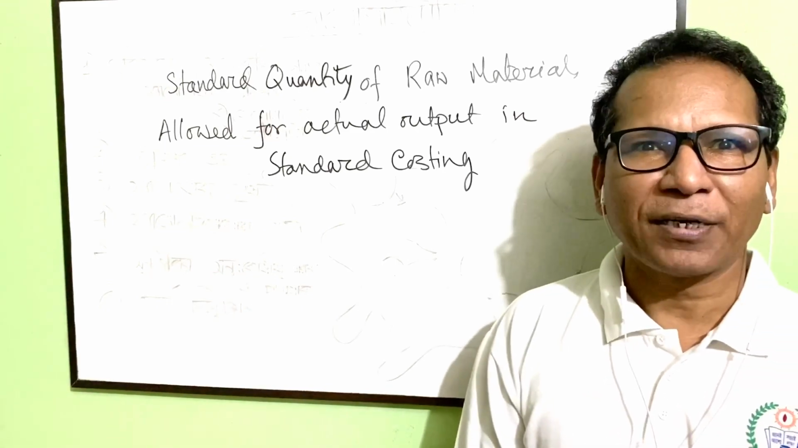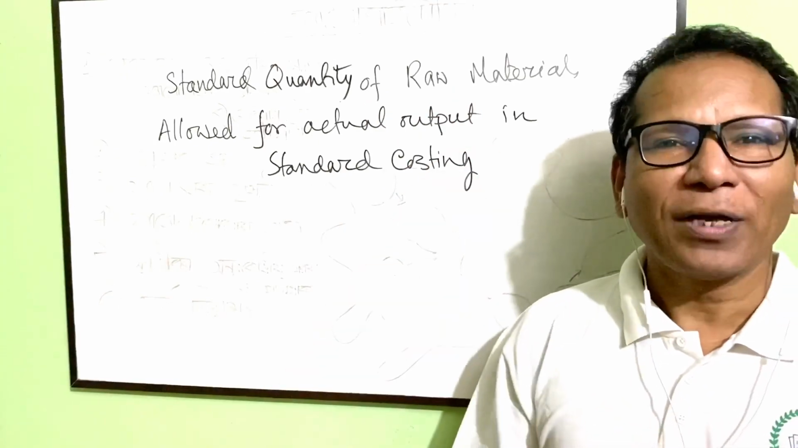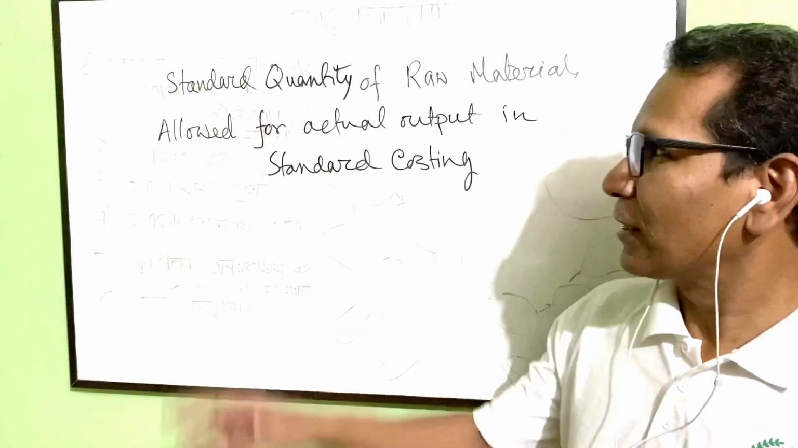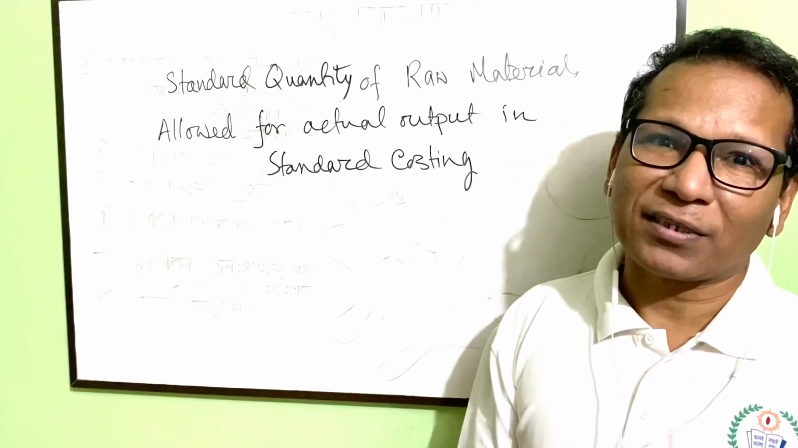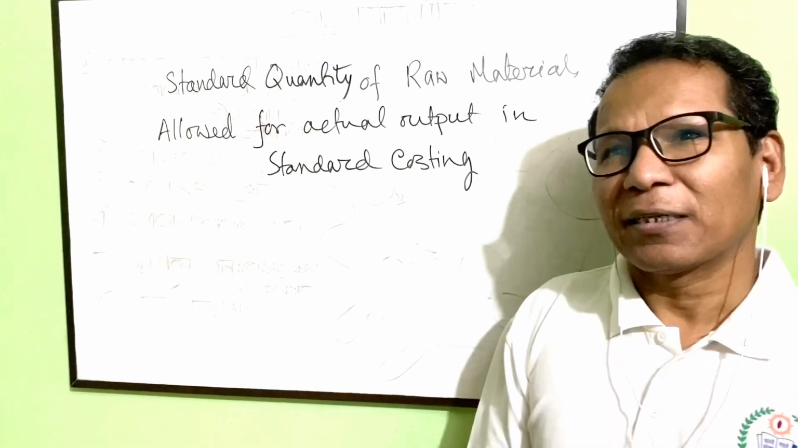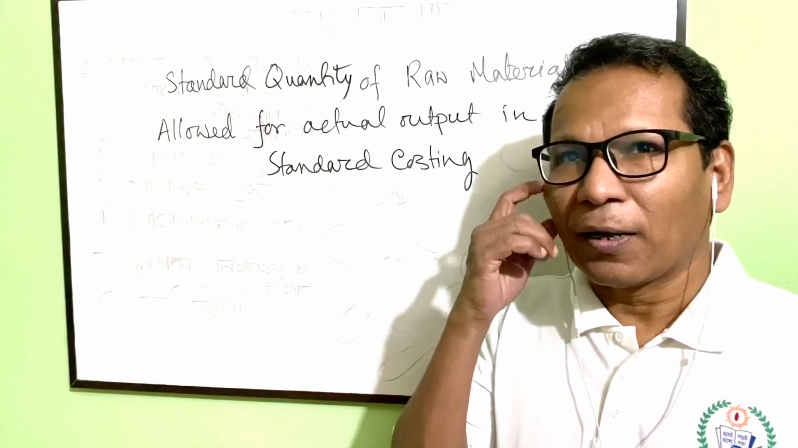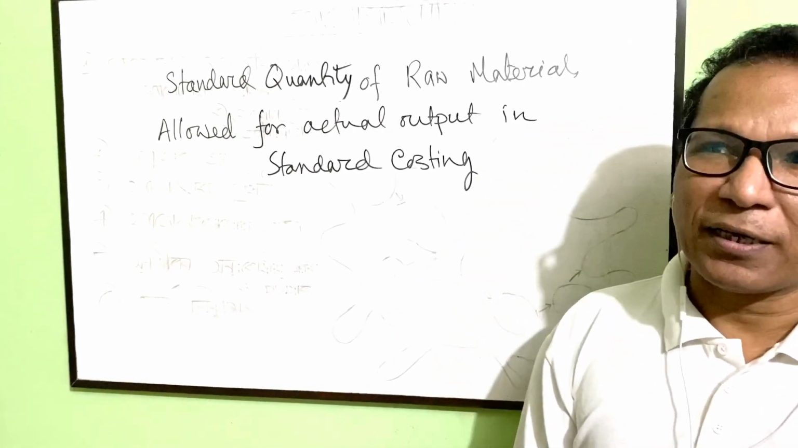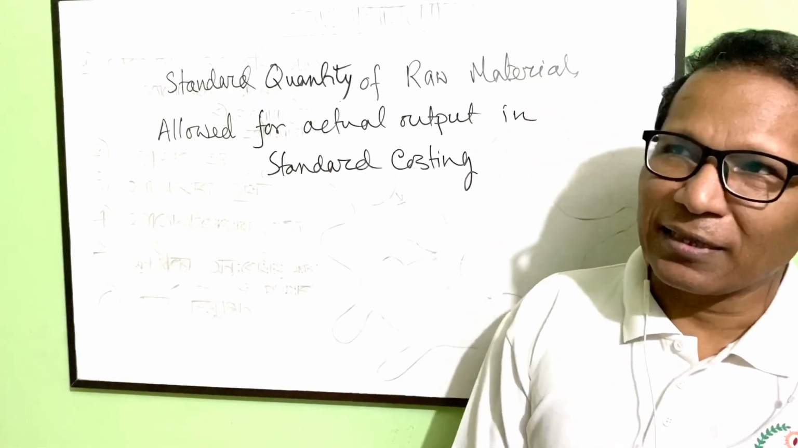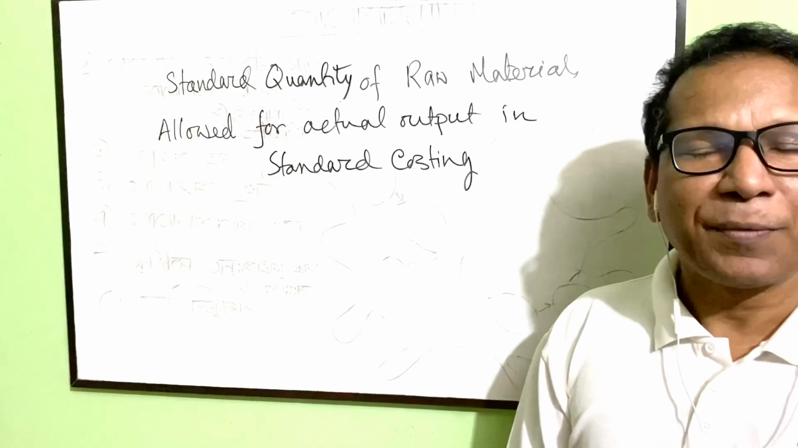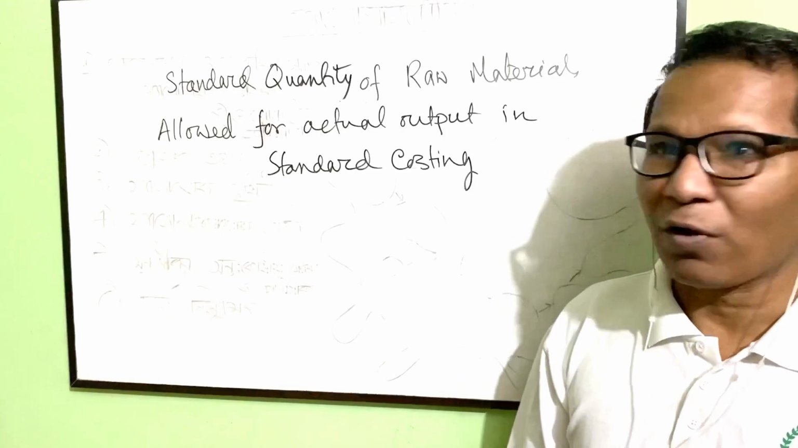There is a very important element in standard costing, that is standard quantity of raw material. Today I will show you how to calculate standard quantity of raw material allowed for actual output in 6 different situations. By and large, there are two methods of calculating standard quantity allowed for actual output. One is when standard quantity is given for a single unit of product, and the other is when standard quantity is given for a batch of product or for a mix of product or for a group of product.